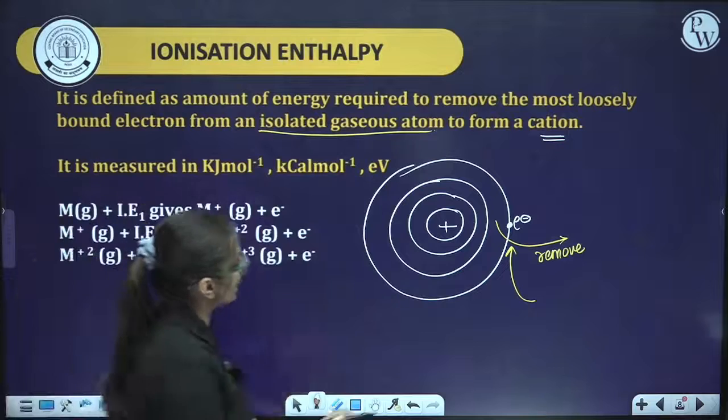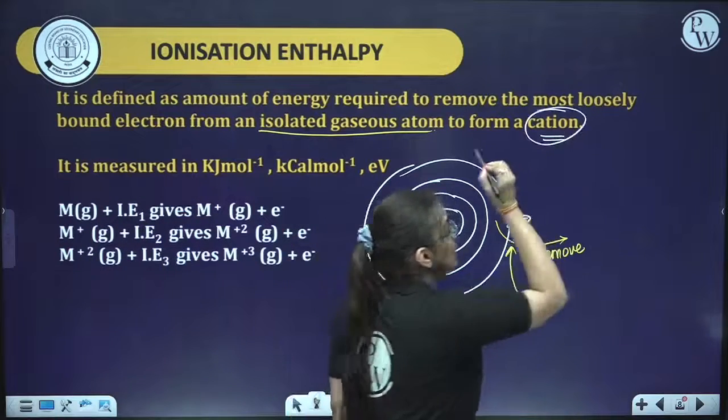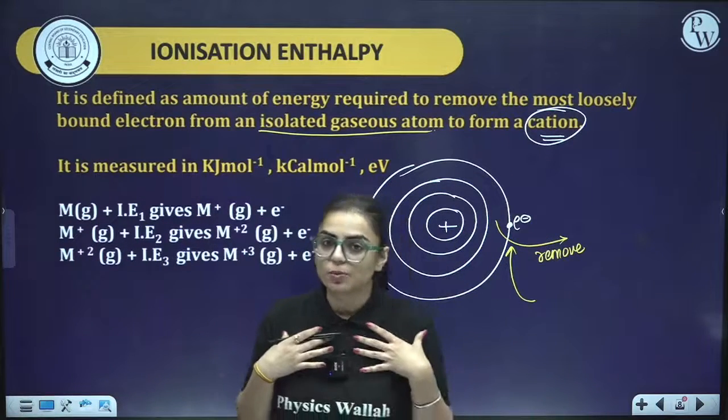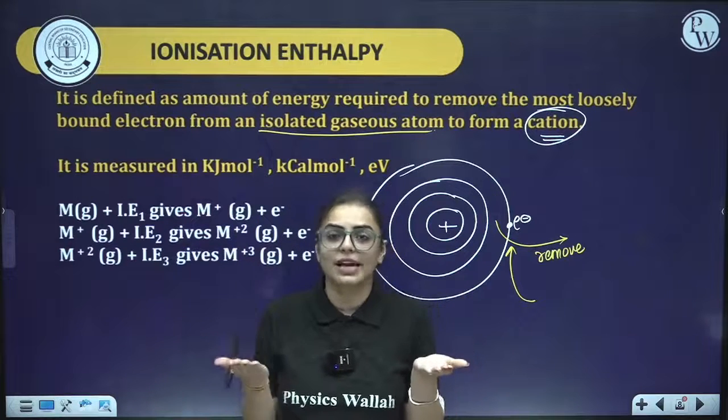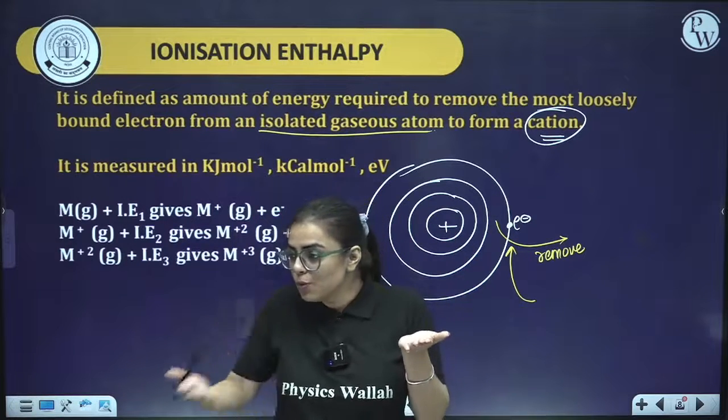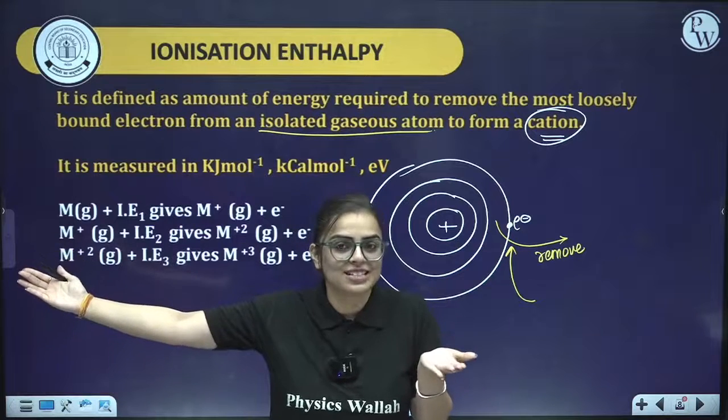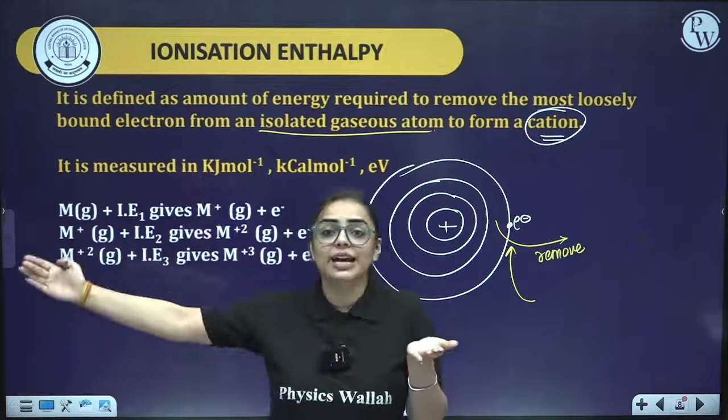Now how, ma'am, is a cation formed? Can you please explain this as well? See, let us consider I am a neutral molecule. A neutral molecule is something which has equal positive and equal negative charge. If I am removing a negative charge, an electron is a negative charge, no? I am removing a negatively charged particle.